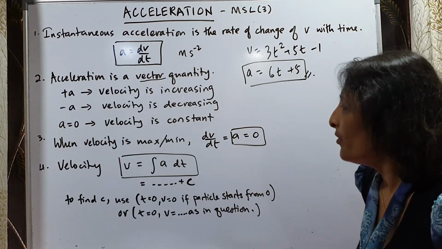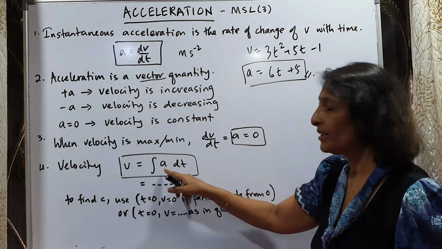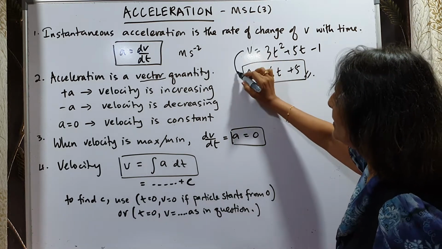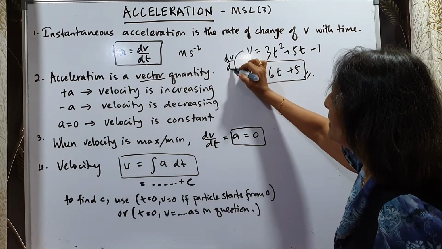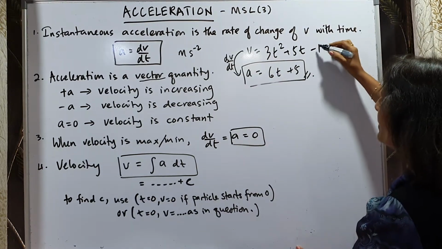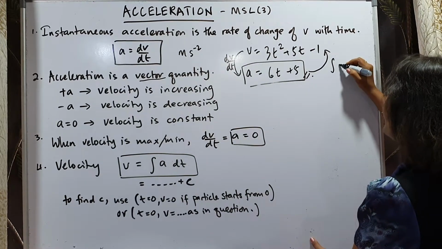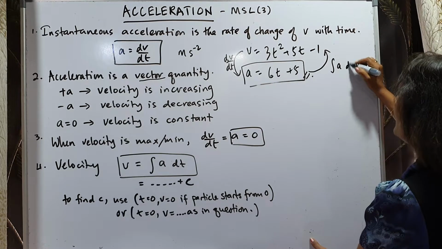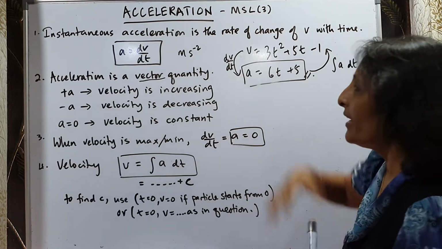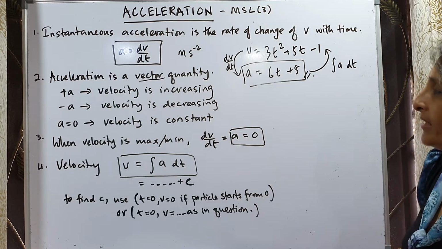Number 4, velocity is actually the integration of a. Because when you want to find a, we differentiate v, dv over dt, right? We differentiate v, you get a. So now if you are given a and you want to find v, you are going in the opposite direction, so you need to integrate the a. When you integrate the a, you find your v. So from s you can find v, from v you can find a, and vice versa.